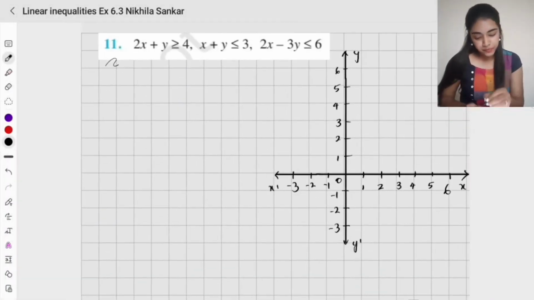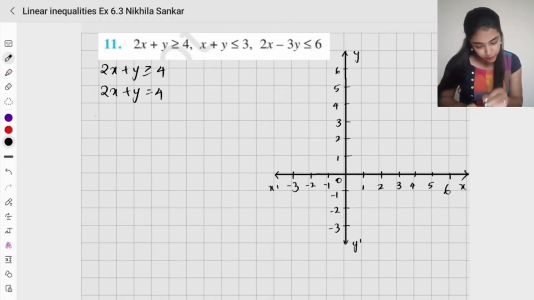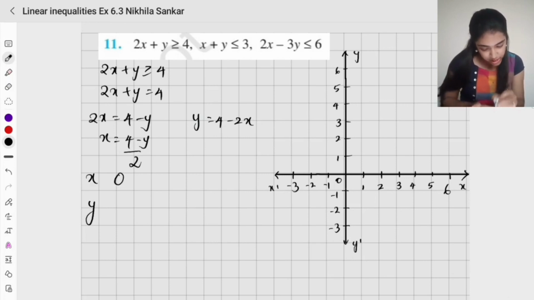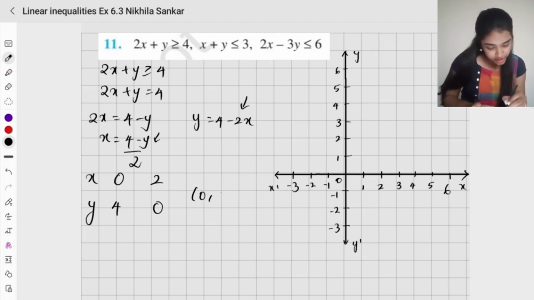Question number 11. 2x plus y greater than or equal to 4. 2x plus y equals 4. So 2x is equal to 4 minus y. X is equal to 4 minus y divided by 2. Similarly, y equals 4 minus 2x. Pretty straightforward. So putting values for x and y, when x is 0, y is equal to 4. When y is 0, x is equal to 4 divided by 2, which is going to be 2. So the solutions are 0, 4 and 2, 0.